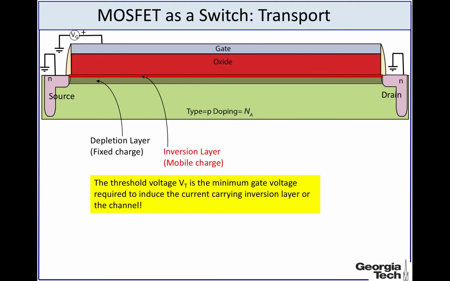Alright, so as we have said here, the threshold voltage Vt is the minimum gate voltage that is required to induce a current carrying inversion layer, or required to induce the channel.